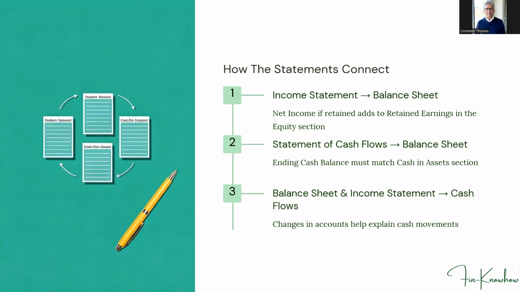Also, I would like to call your attention to the fact that these statements, while different, with one representing a snapshot in time and the other two representing activities over a period of time, are somewhat interconnected too. So for instance, if a business does well and generates profits, those profits may go to the balance sheet in the form of retained earnings. That is, if the profits are retained by the business.